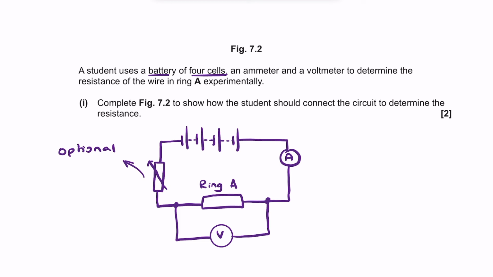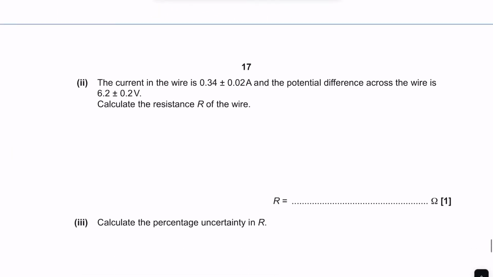Okay, so for the next question now, part II, we're given that the current in the wire is 0.34 plus or minus 0.02 amps, and the potential difference is 6.2 plus or minus 0.2 volts. Calculate the resistance. Okay, yet another easy question. R is equal to V over I.